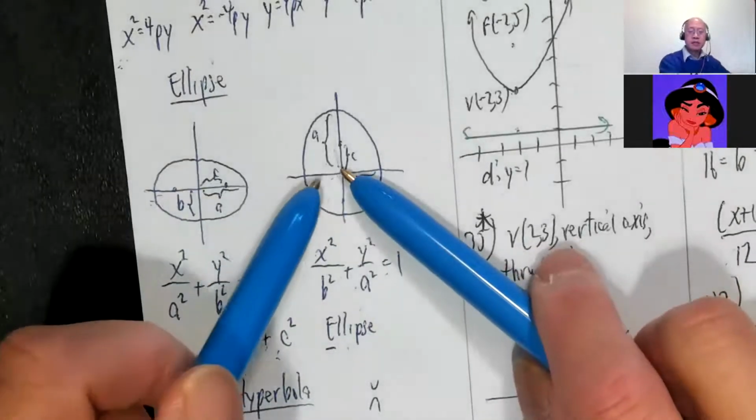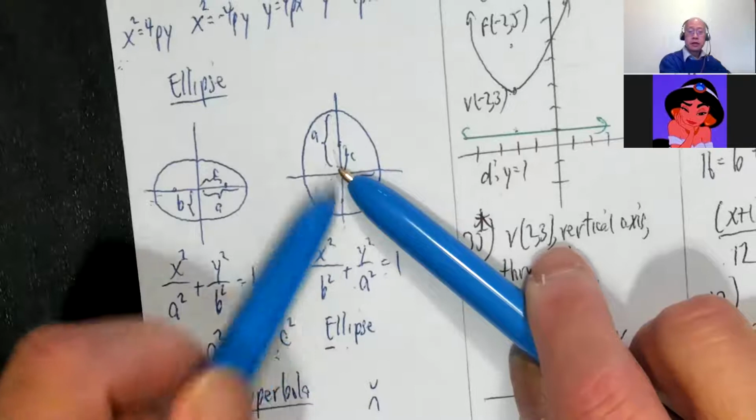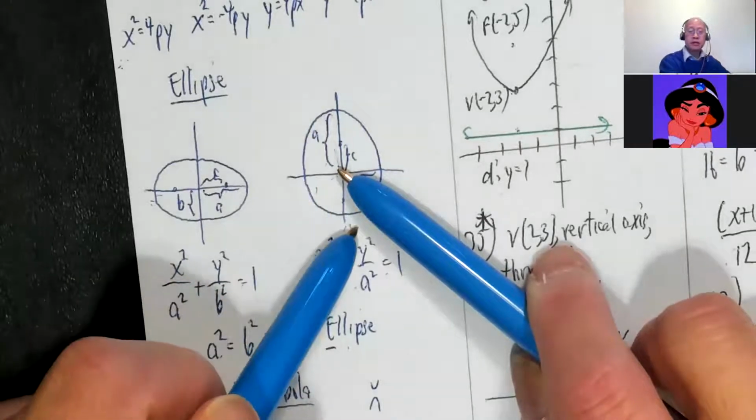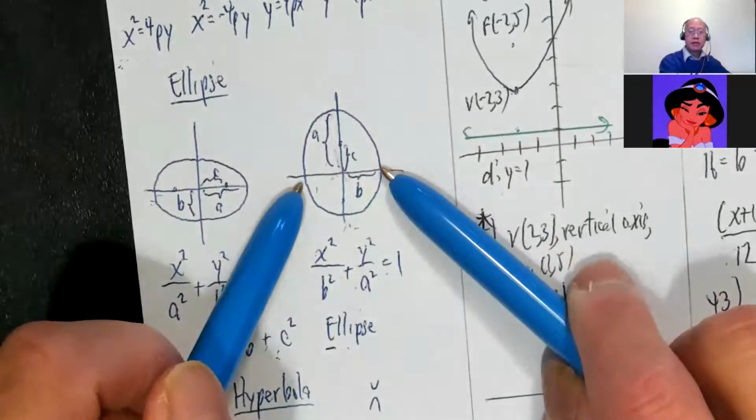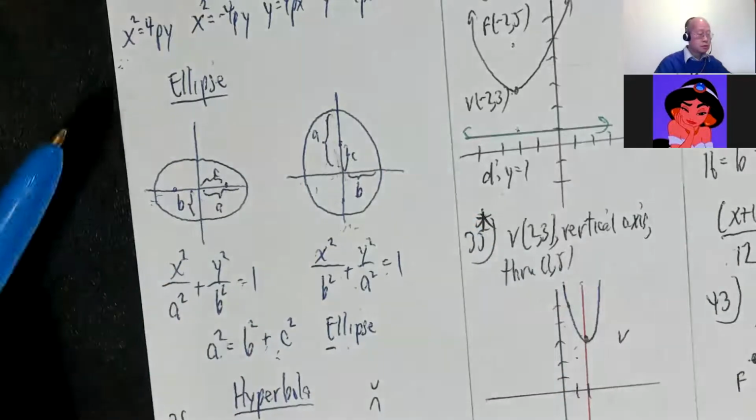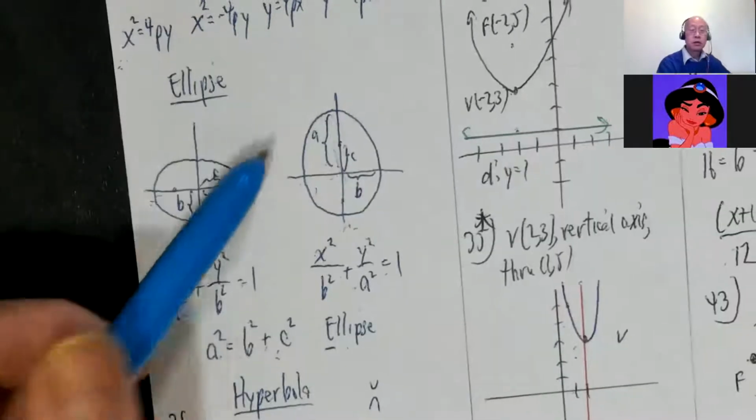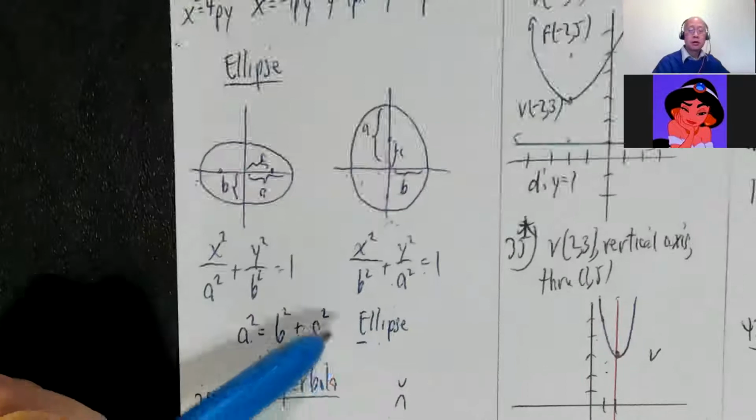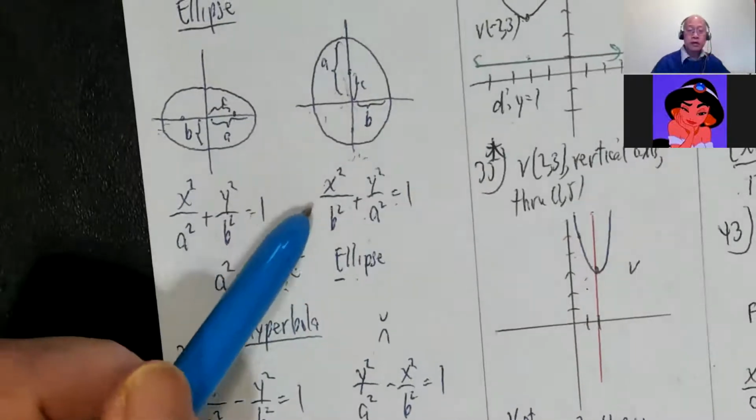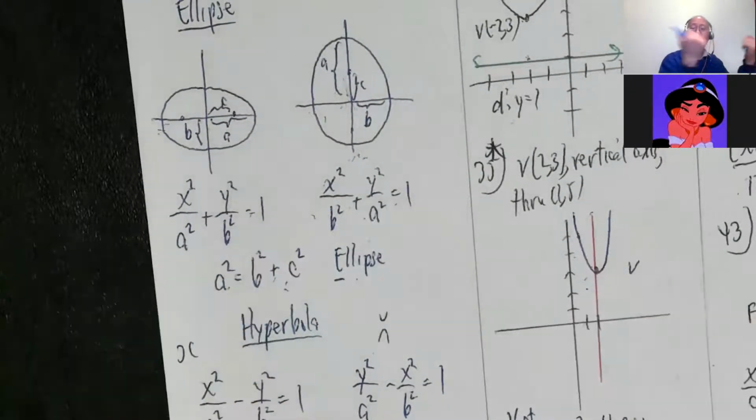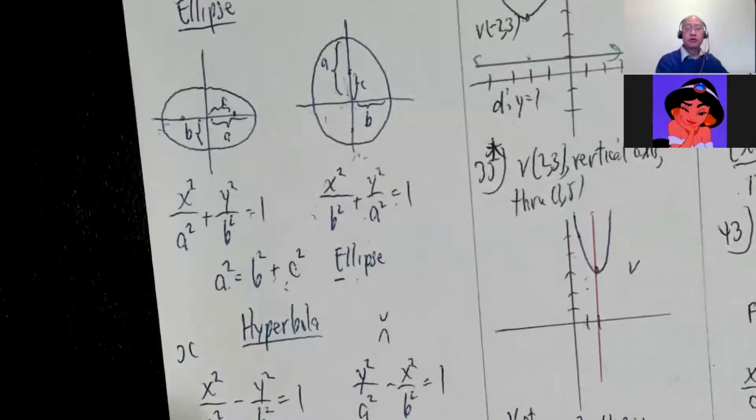So A is the distance from the center to the endpoints of the major axis. This is the minor axis. So the number underneath the x and y tells you how far you go left and right versus up and down.